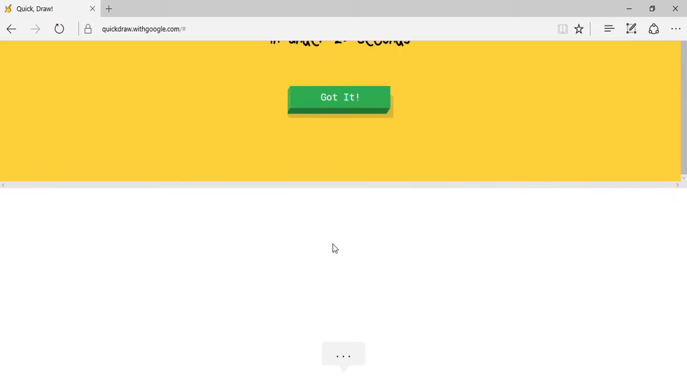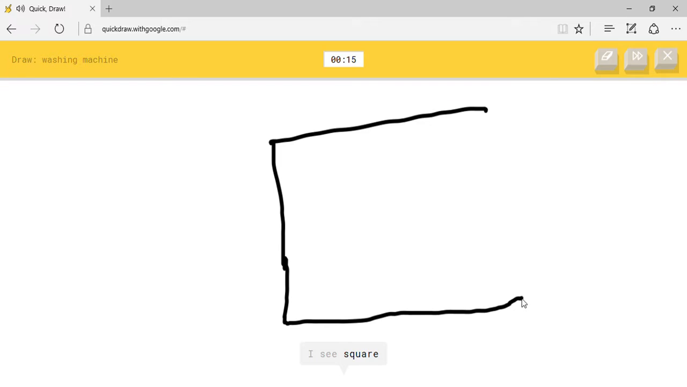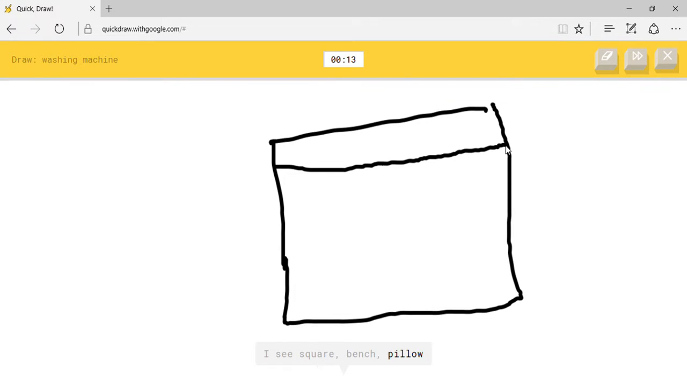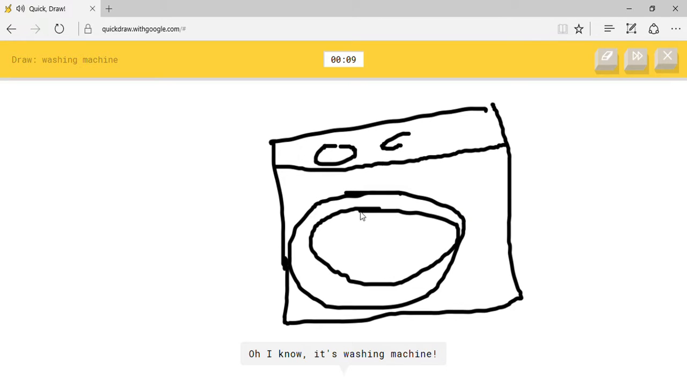Just a washing machine. What's that? Washing machine. I see square, or bench, or pillow, or underwear, or dishwasher. Oh, I know. It's washing machine.